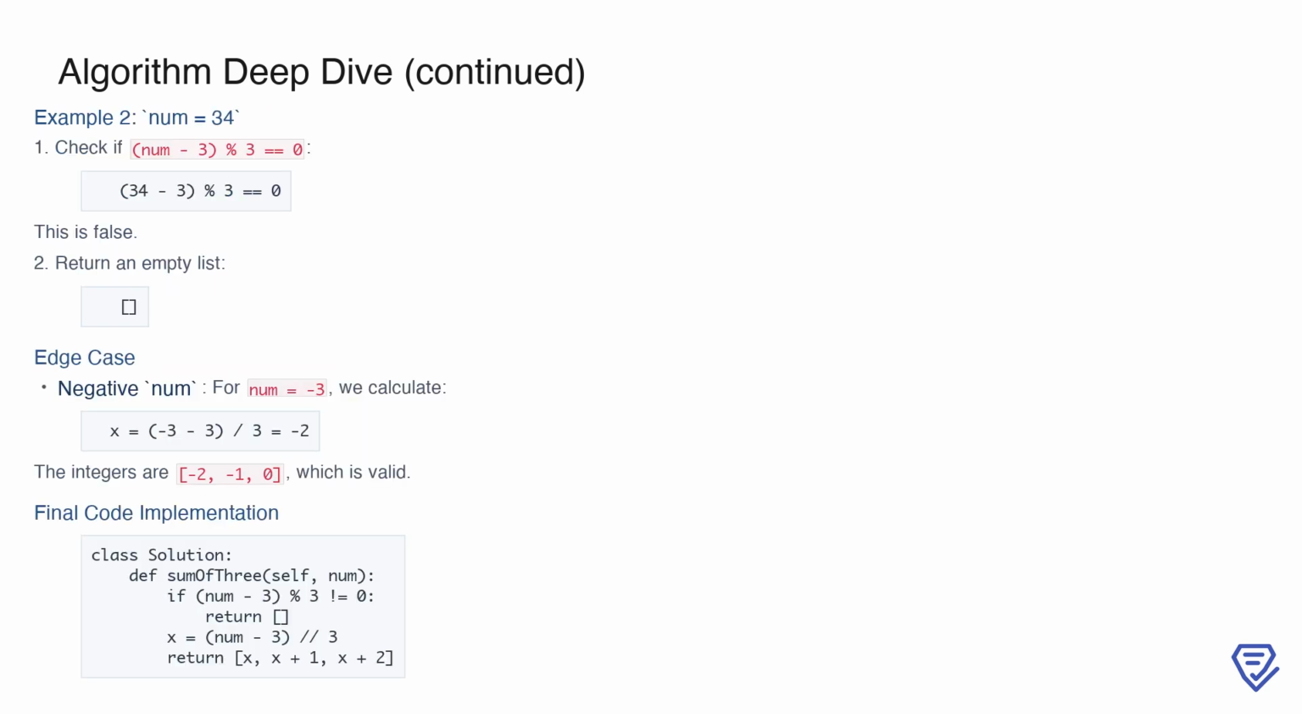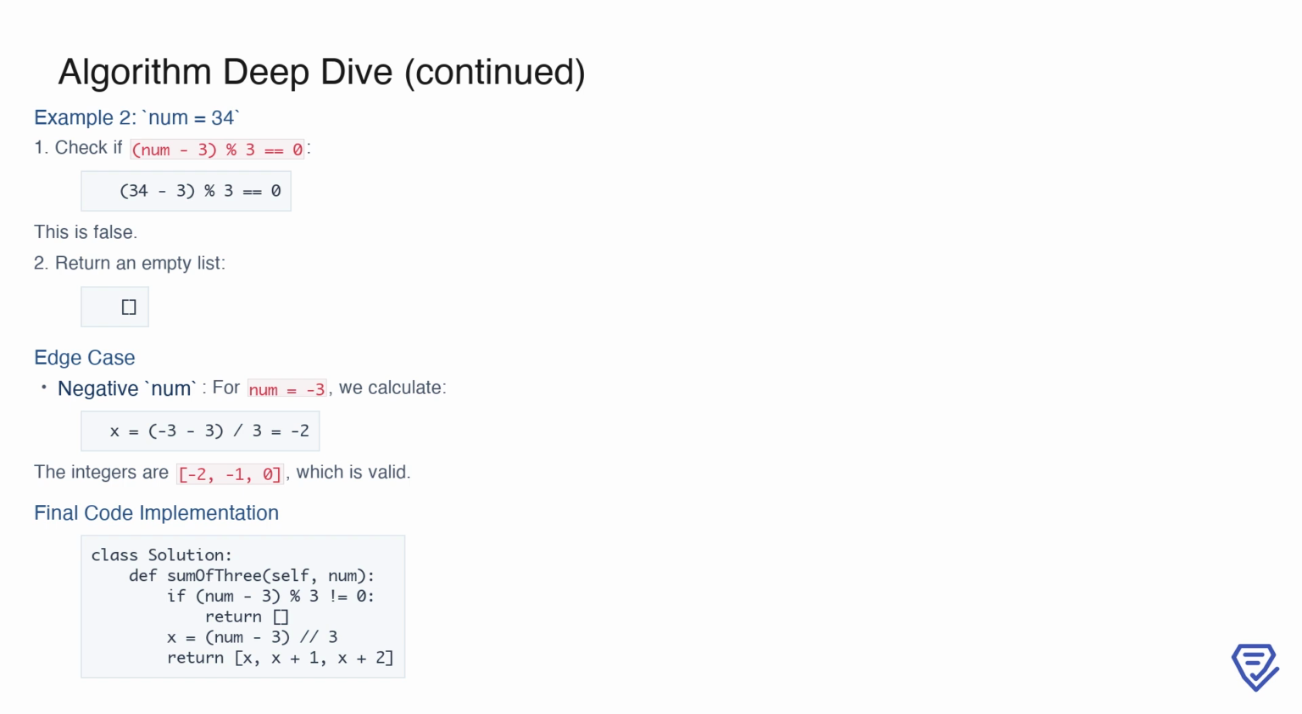Now, let's look at another example with num equals 34. Checking the condition, (num minus 3) modulo 3 equals 0, we find (34 minus 3) modulo 3 equals 0 is false. Since this condition isn't satisfied, we return an empty list. For an edge case like num equals -3, we calculate x as (-3 minus 3) divided by 3 equals -2, yielding the integers -2, -1, 0, which form a valid solution.